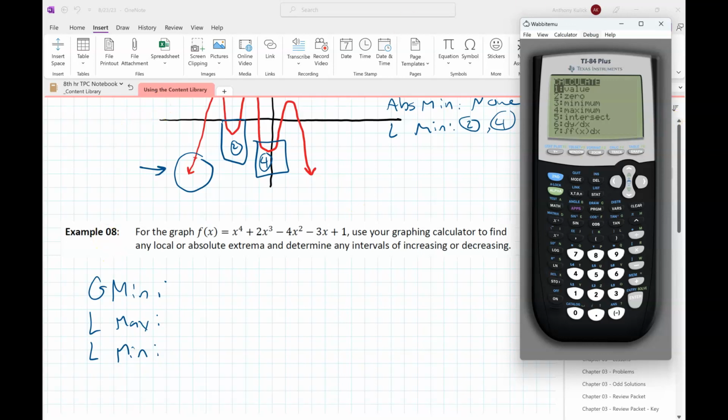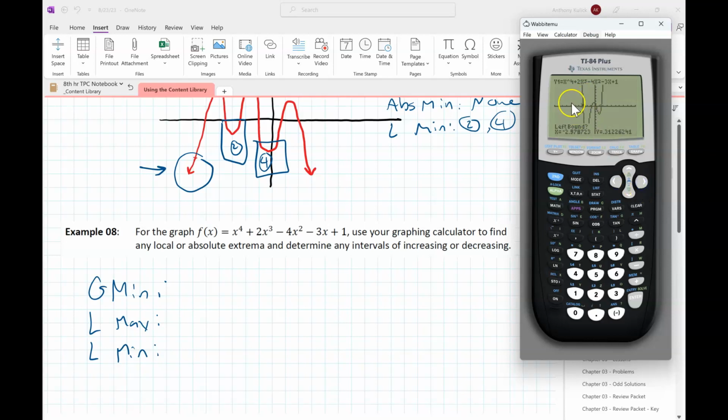So let's go find that global minimum first. I'm going to scroll down and pick the minimum command and press enter. Notice on the bottom of my calculator screen, it's going to ask me a series of questions. The first question it asks is left bound with a question mark. What the calculator is asking me to do is to pick a point to the left of the minimum that I'm looking for. So I'm going to take my cursor, which is located right here, and move it over onto the left side of that minimum. I'm going to do that just by using the left or right arrows on my calculator. So there goes my cursor. I can see it moving.